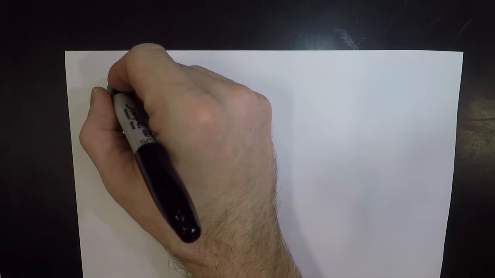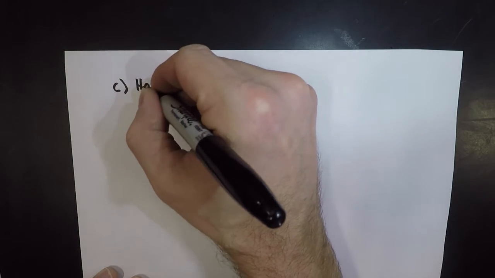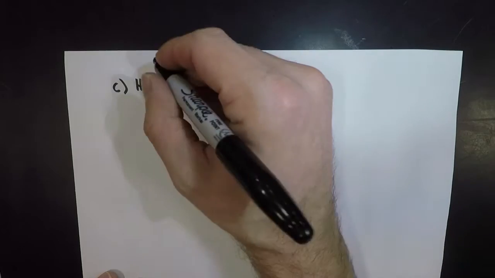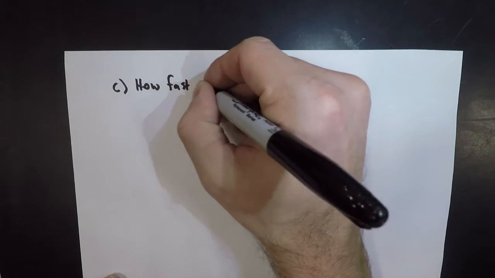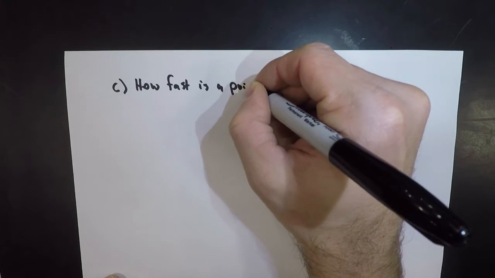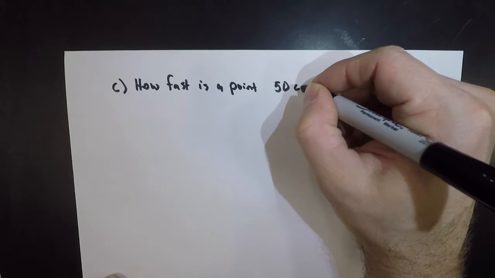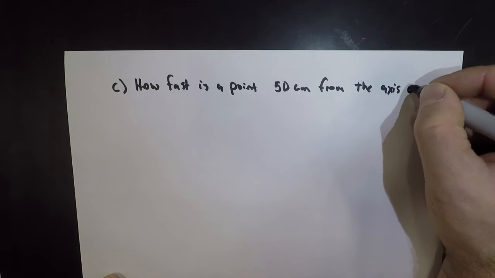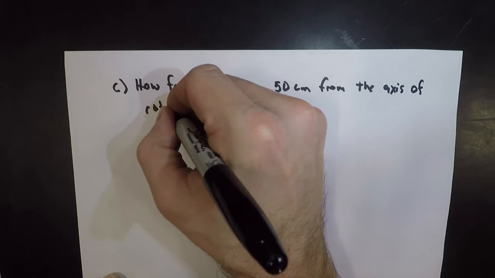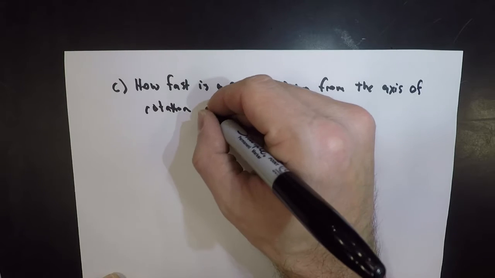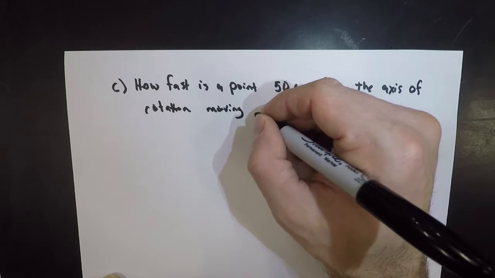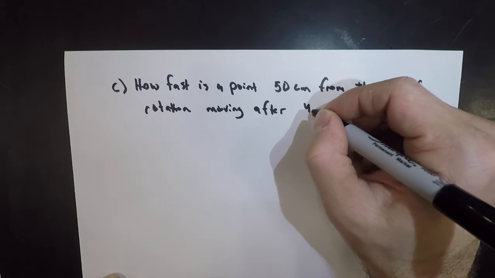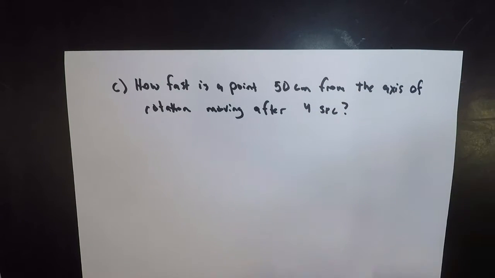So 2 more parts to this problem. We did part B, so we got part C now. Let's look at a linear variable. Everything so far we've done is angular. Say, how fast is a point 50 centimeters from the axis of rotation moving after 4 seconds?